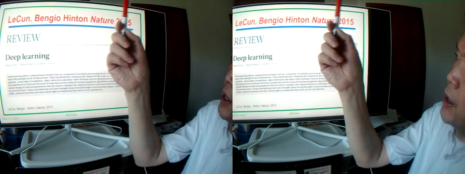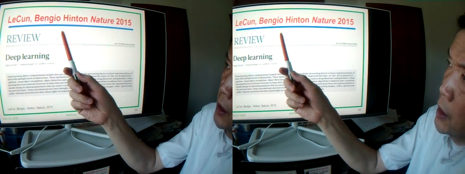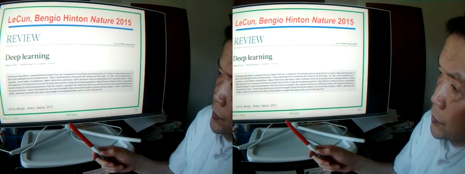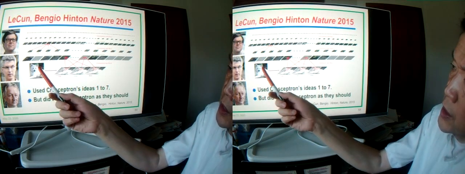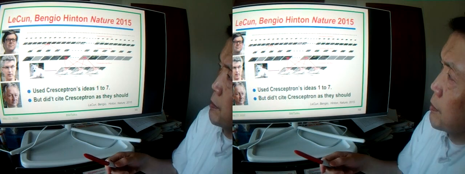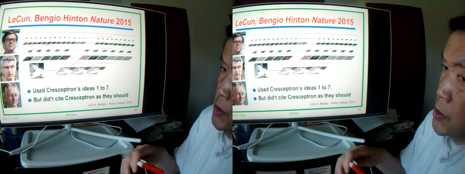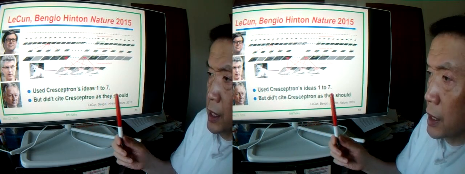Then there was deep learning. LeCun, Bengio, and Hinton had a review article about deep learning in Nature. It is about 3D. See that this is a 3D object, and they cite quite a few publications. You see max pooling there. So they use the ideas of references 1 to 7, but did not cite Cresceptron.